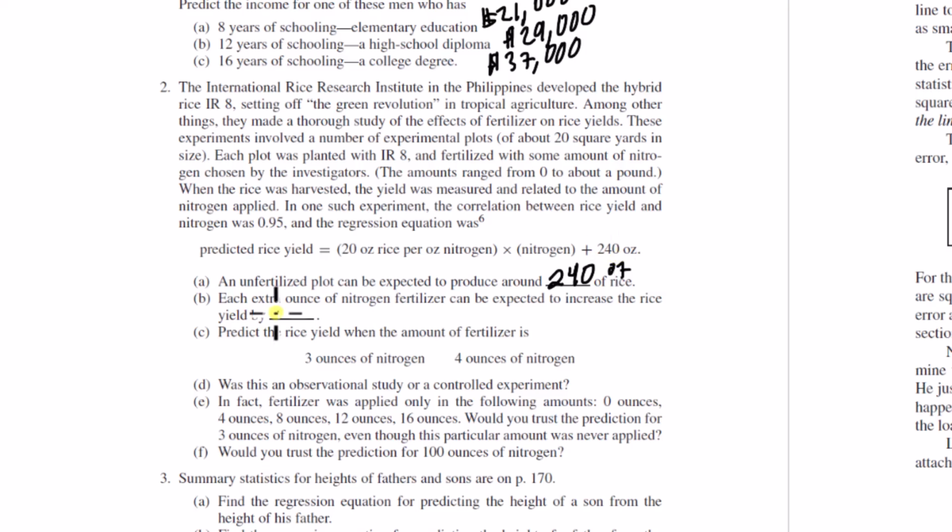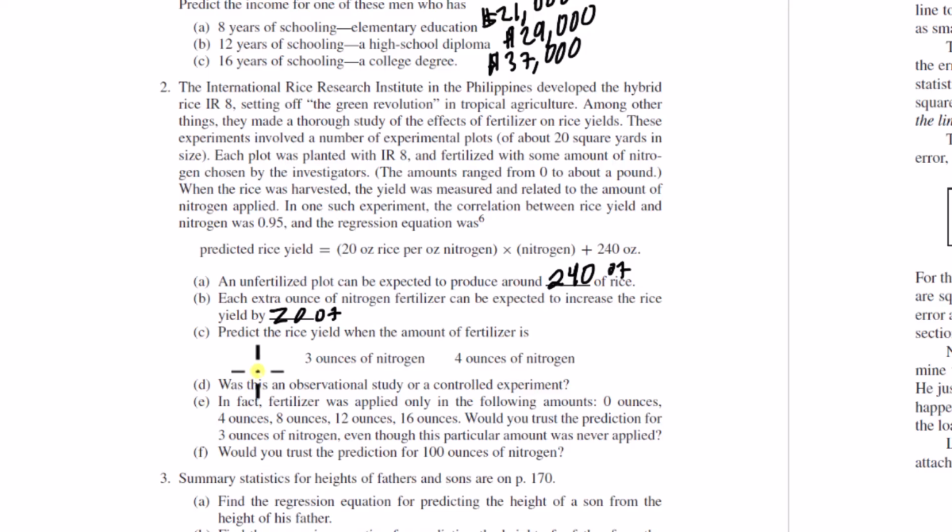So there's the y-intercept. Each extra ounce of nitrogen fertilizer can be expected to increase the rice yield by what? So what's the slope of the regression line? It's here. 20 ounces of rice per ounce of nitrogen. 20 ounces.